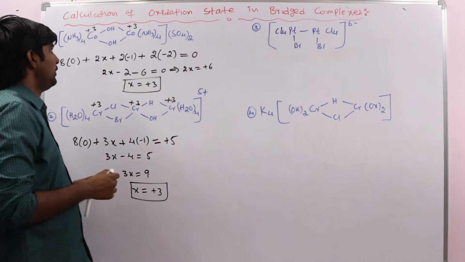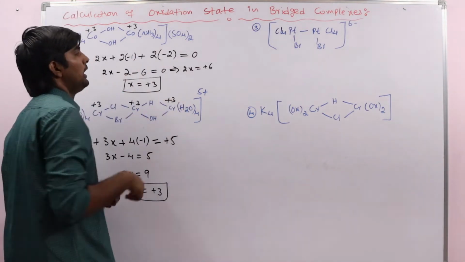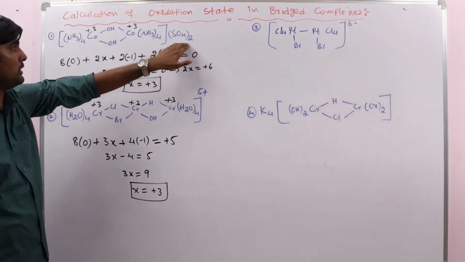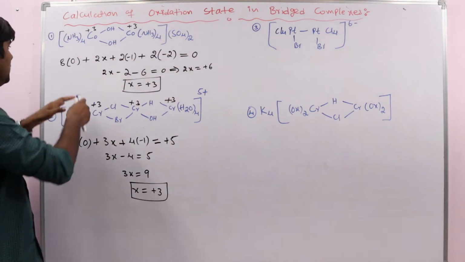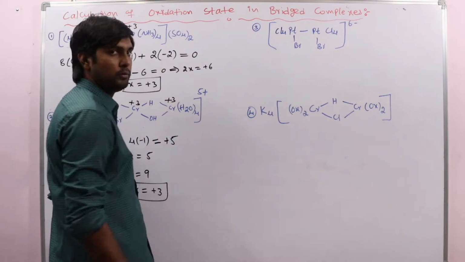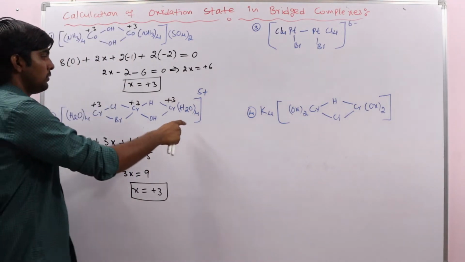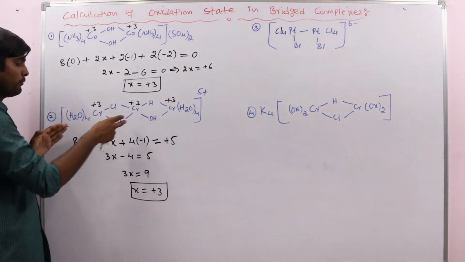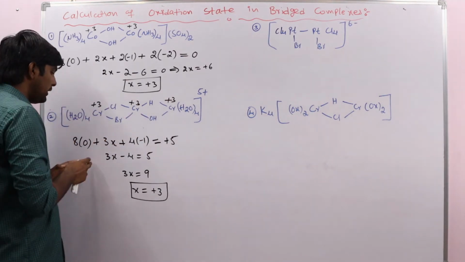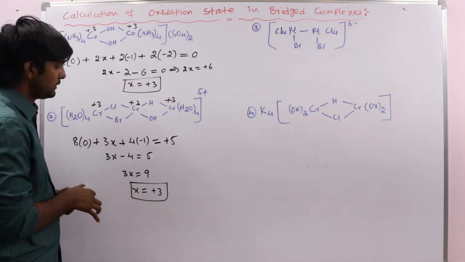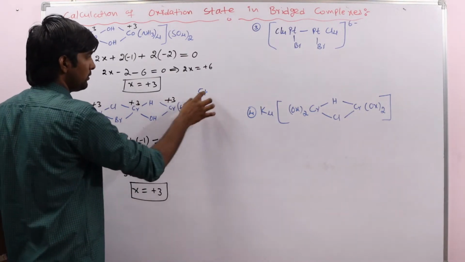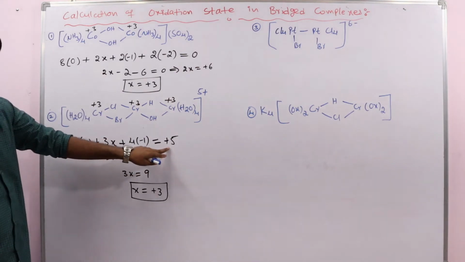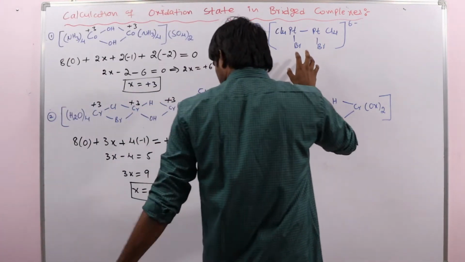Clear? Very simple. If the coordination sphere has 0 charge, or the coordination sphere and ionization sphere both are present, then the total charge is equal to 0. If the coordination sphere has some charge, then the bridged ligands and non-bridged ligands plus the oxidation state of metal, all are equal to the charge present on the coordination sphere. Okay, right? Next, see this.